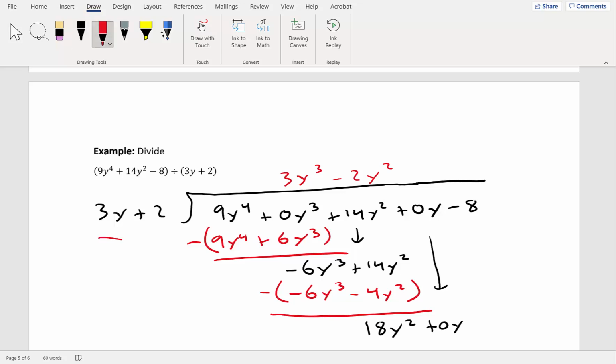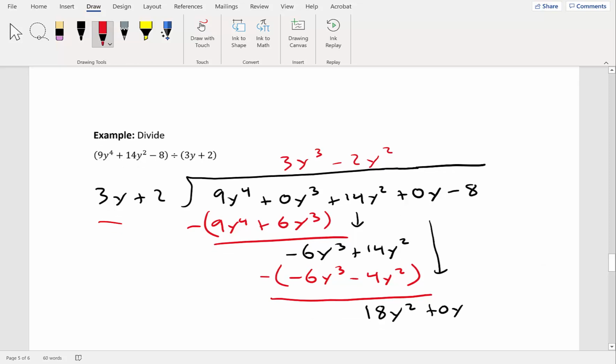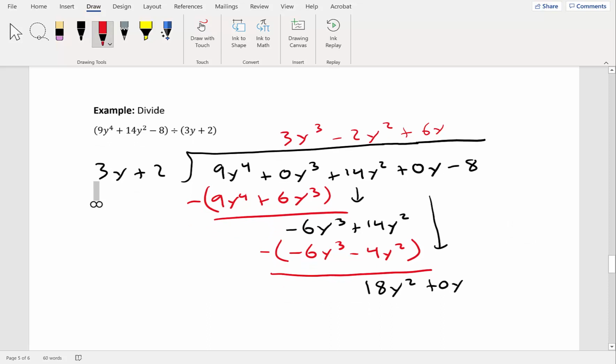Repeat the process. I have to multiply 3y by 6y in order to get 18y squared. So let's go ahead and multiply. So 6y times 3y, I get 18y squared. 6y times 2, I get 12y. Now let's subtract. So the 18y squared minus 18y squared cancels out. 0y minus 12y gives me negative 12y.